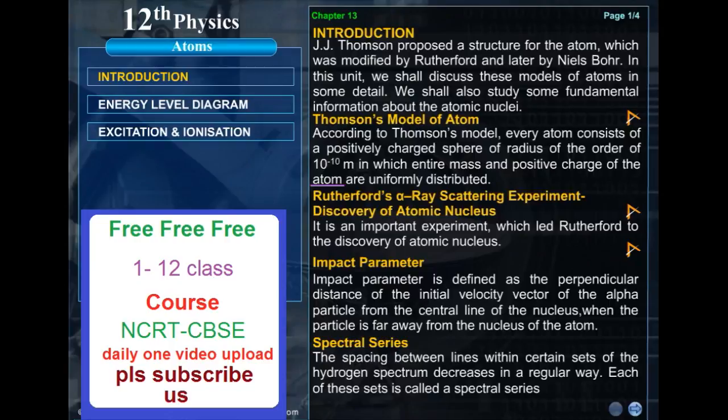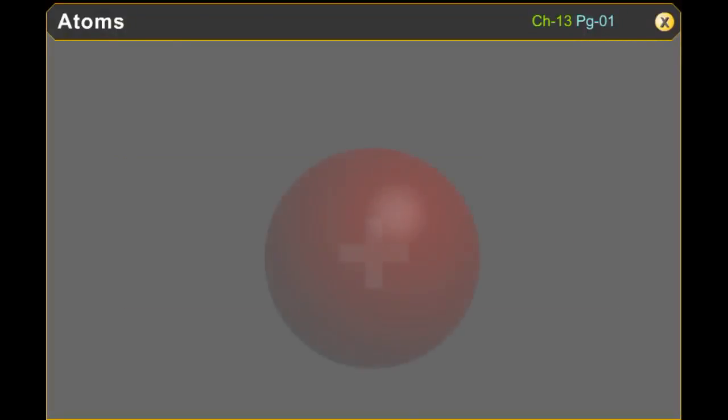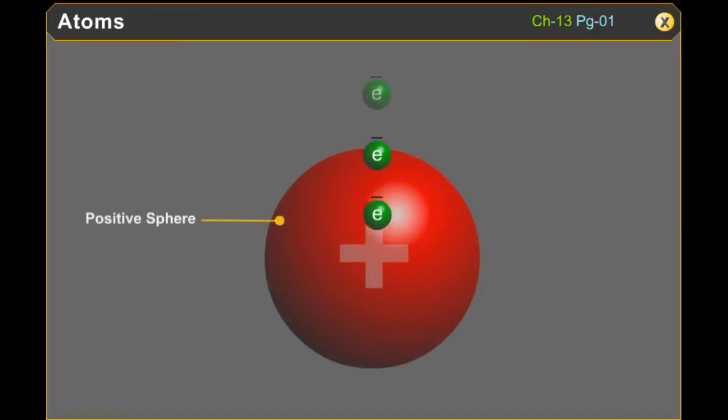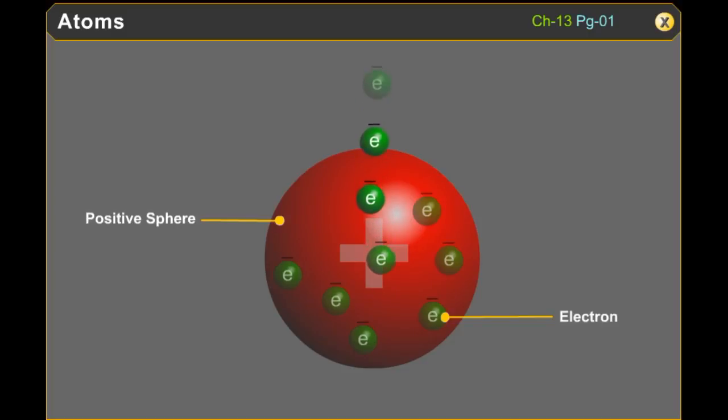Thomson's model of atom. After the discovery of electron and proton, it is vital to know how these particles are arranged within an atom. J.J. Thomson told that the atom consists of a uniform sphere of positive charge and the electrons are embedded in the sphere. In this model, the atom is visualized as a pudding of positive charges with raisins, that is electrons, embedded into it.